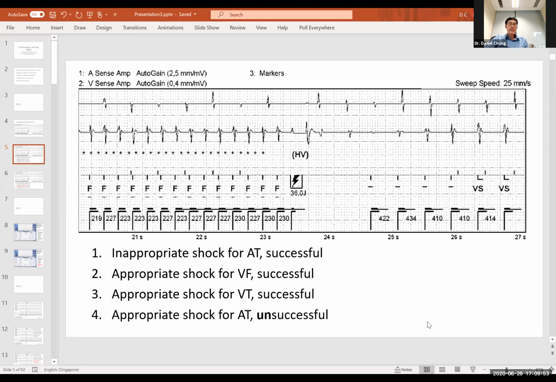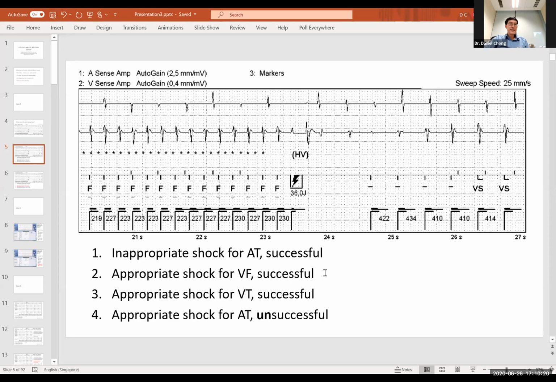So this is an ICD tracing, and something happened over here, as you can all see. Maybe the audience can have a look and decide: one, is this an inappropriate shock for atrial tachycardia that was successful? Two, is this an appropriate shock for VF that was successful?